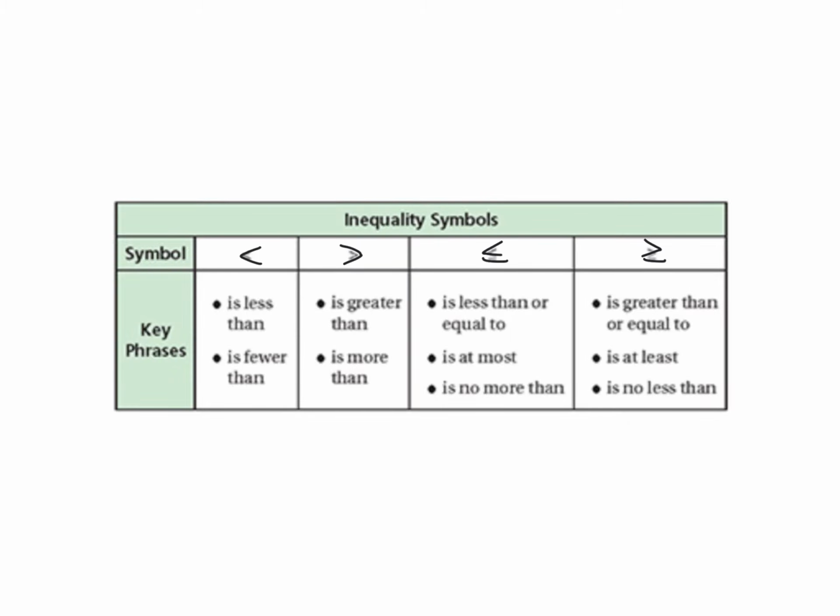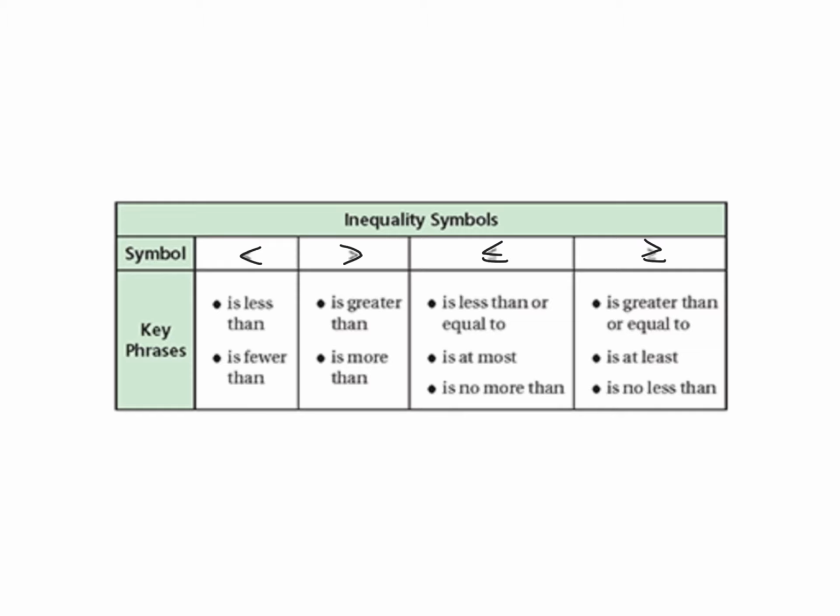Okay, first things first, here are our general inequality symbols. From left to right, we have less than, greater than, less than or equal to, and greater than or equal to. There's also some key phrases that I would recommend you have in your notes for reference later on. For example, the first symbol up here, which is less than, we can also describe using phrases like is fewer than. That's a common one that we'll see. Next, we have greater than, of course, which we could also represent by saying is more than.